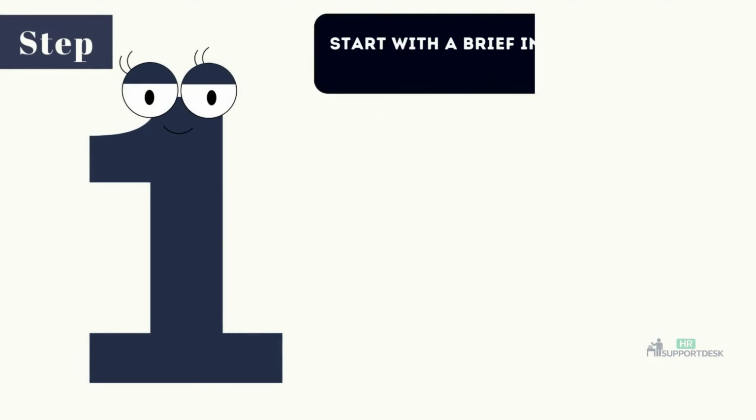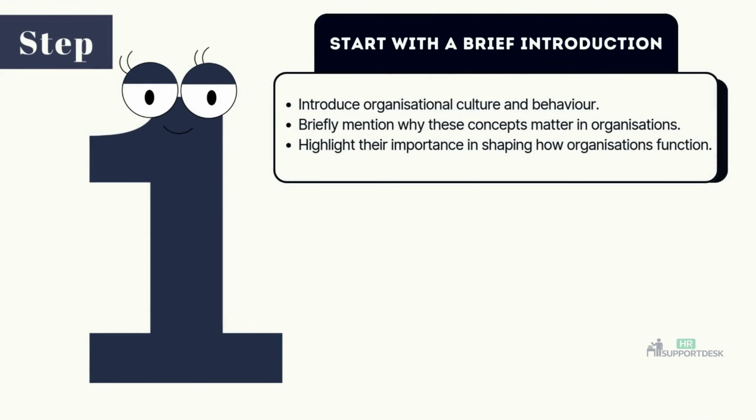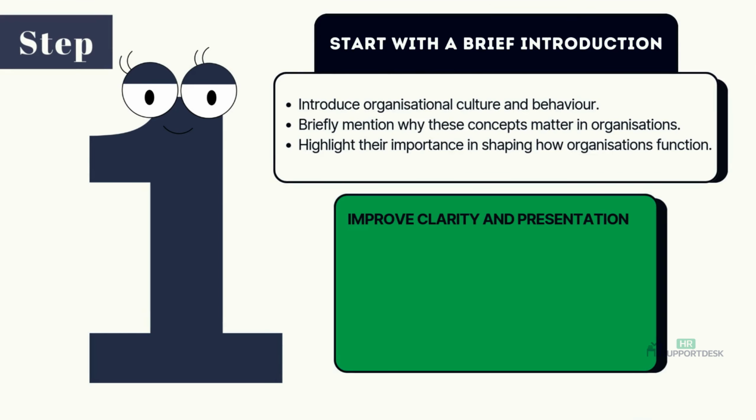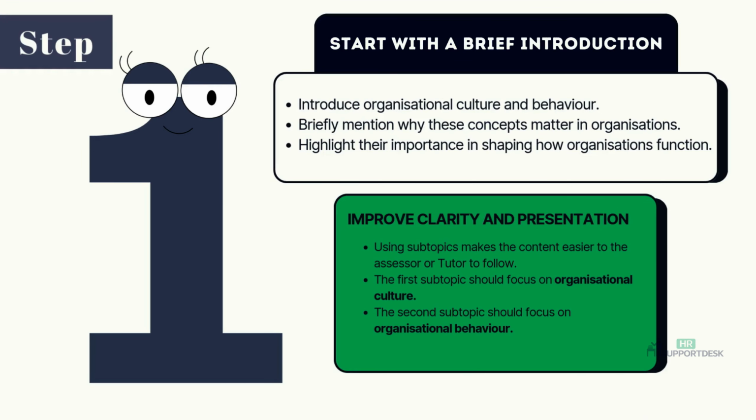1. Start with a brief introduction. This can be a sentence or two defining organizational culture and behavior and why they are important in any organization. With the answer having two main components, breaking your work into subtopics will make it more presentable and easier to read. Therefore, have two subtopics, each discussing culture and behavior separately. So you can have your first subtopic as Explaining Organizational Culture Using Theory X.